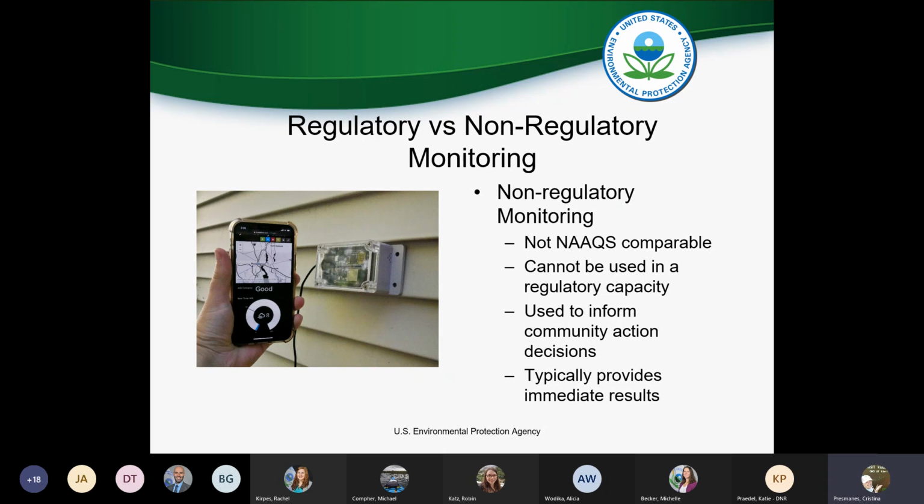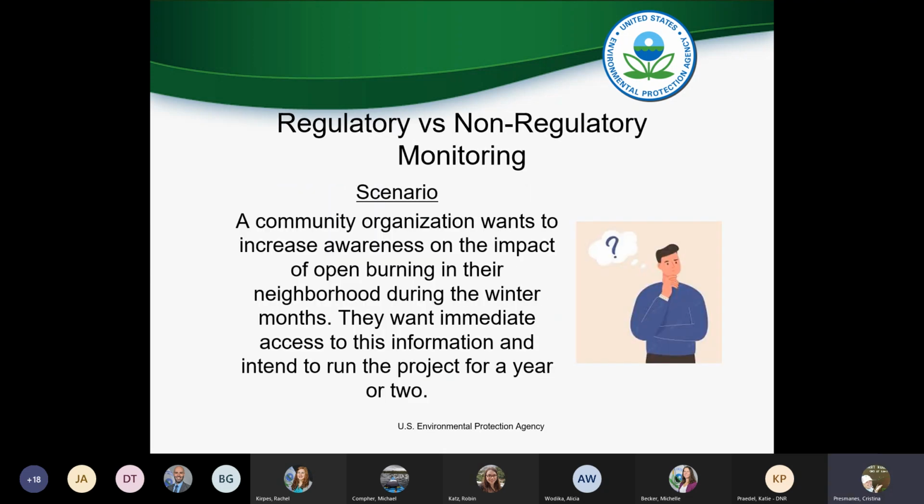It should be noted that elements of a regulatory monitoring program can be incorporated into a non-regulatory program, which could improve the quality of the data collected, but that still does not make the data suitable for NAAQS comparison or regulatory decision making. So here we have a scenario exercise.